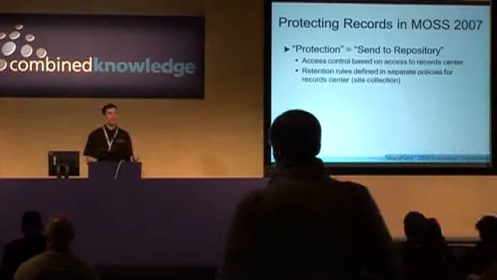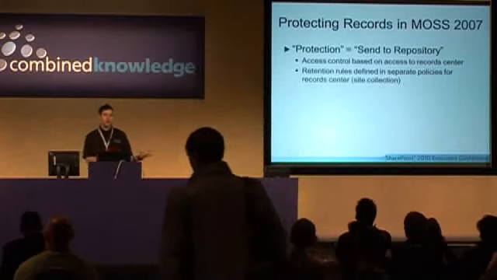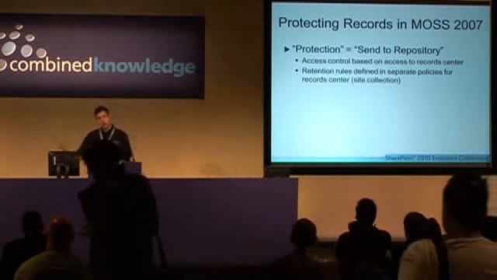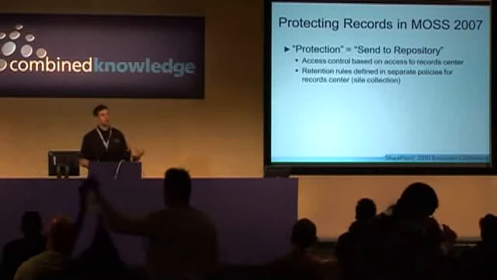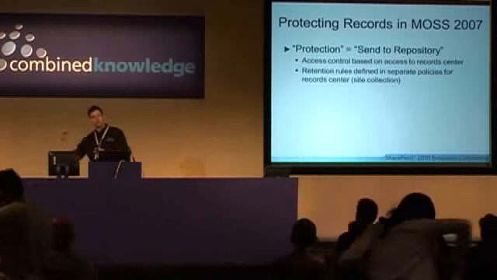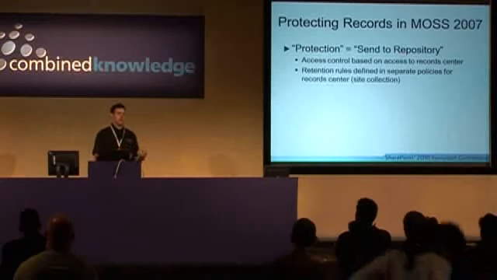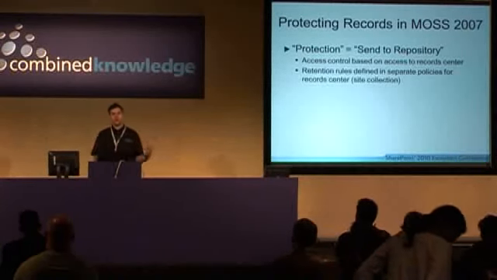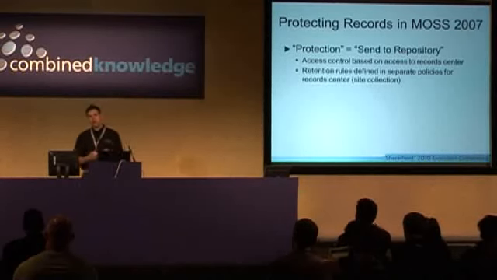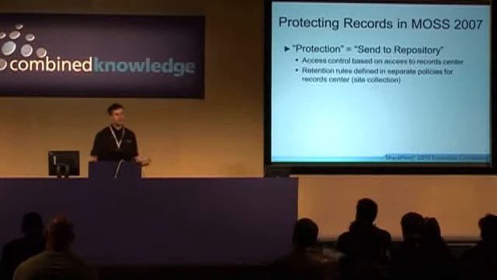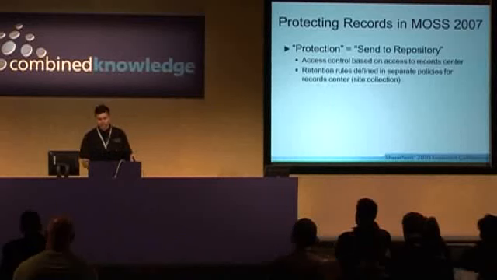When we're talking about protection, when we're saying sending to the Records Center, that document is then sent into a records repository. That records repository then has all the access control applied to it once it's got to the other location. So what do you then do if you've got a copy of that document in another location? How do you protect that document as well? Retention rules, so how do you define this? You've got policies, and this was quite a disparate process in 2007, and we're going to have a look at some of the features in 2010 that will bring that all together.